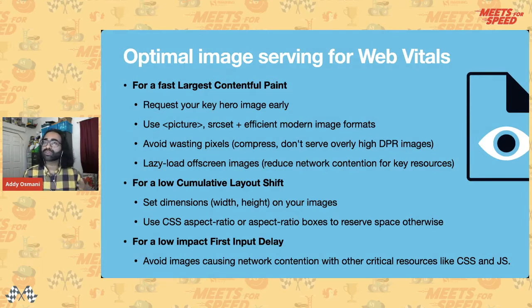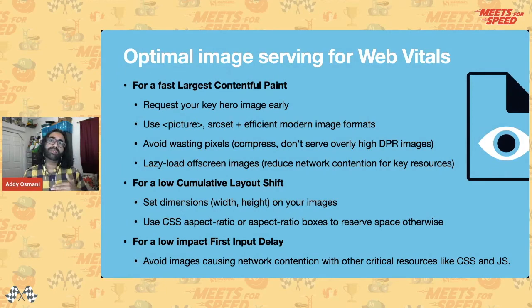You can use picture, srcset, and modern image formats to try squeezing as much value as possible out of something that's a slightly smaller file size. You can avoid wasting pixels. I've seen plenty of sites where they're serving overly high DPR images, so high that even if a user was pinch zooming and trying to go in, they wouldn't need something as large as what is being served down. And then you can also lazy load images.